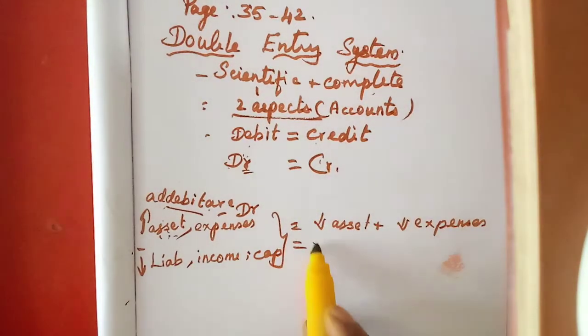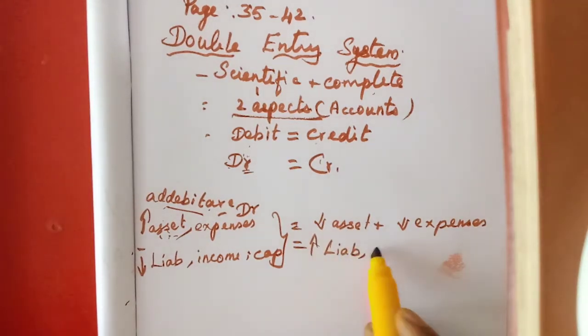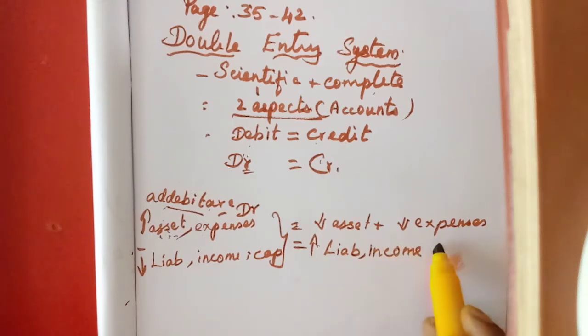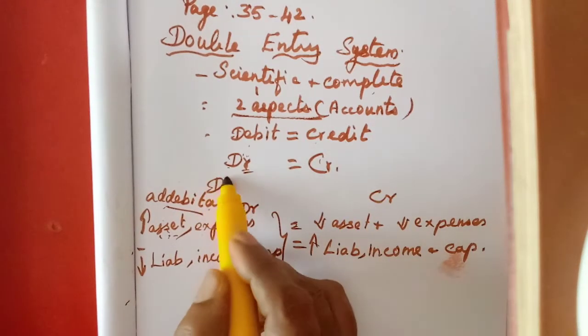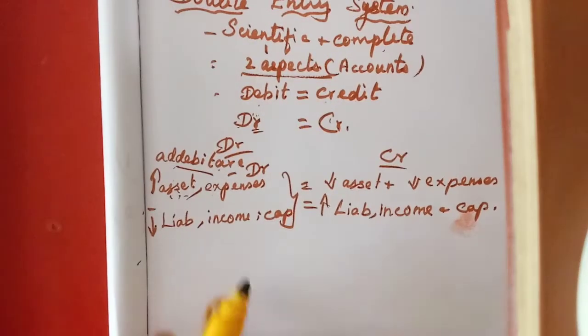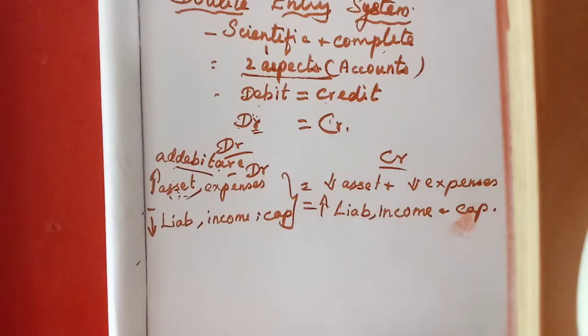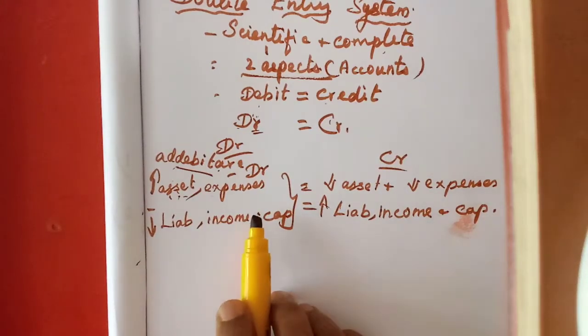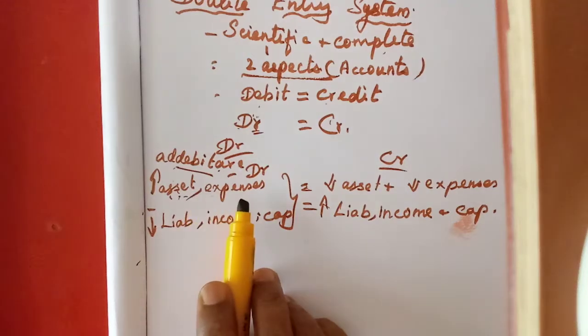At the same time, any increase in the liability, any increase in income and any increase in capital, all these will be credit, all these will be debit. Understood now? So this is very important. This will be useful for preparing the trial balance. When you learn the 5th lesson, trial balance, you will understand this one.